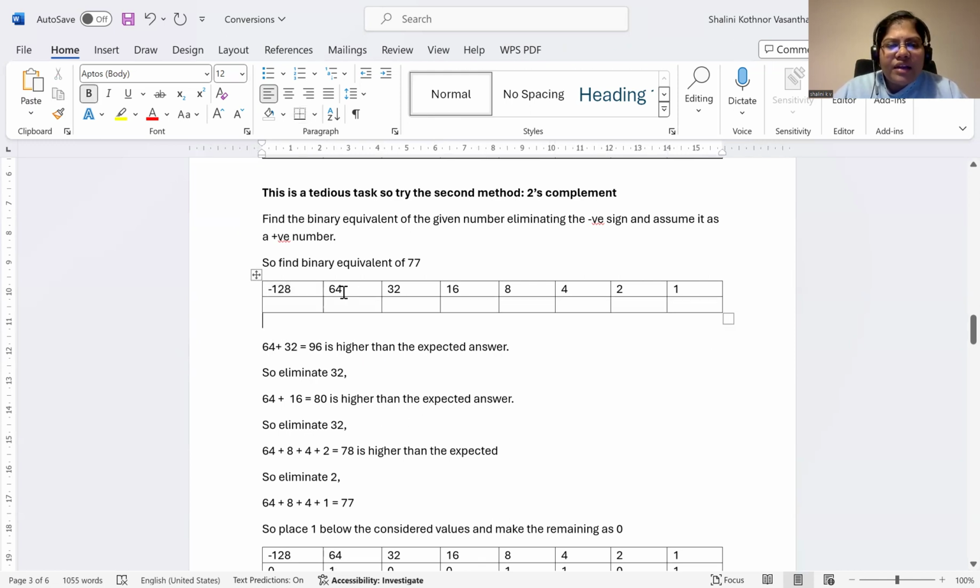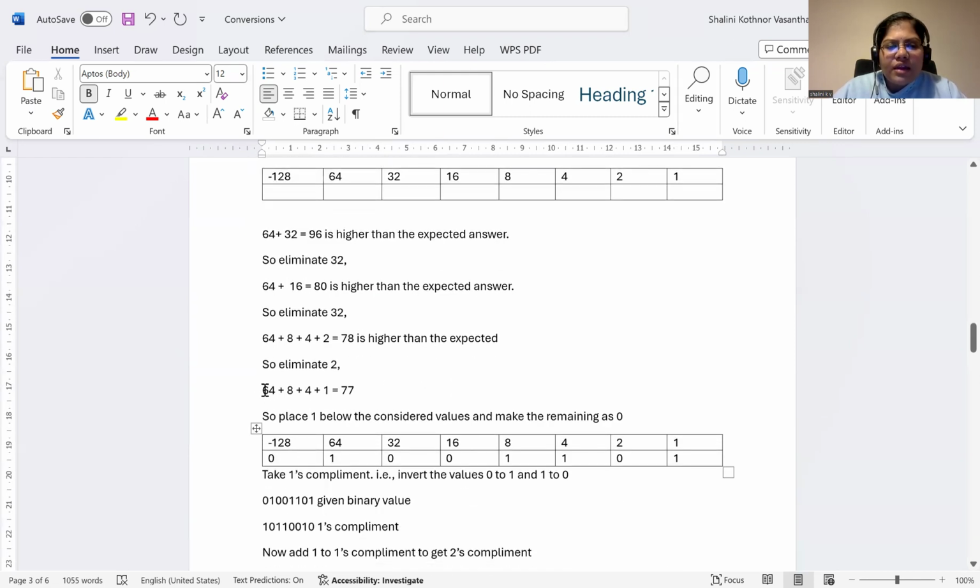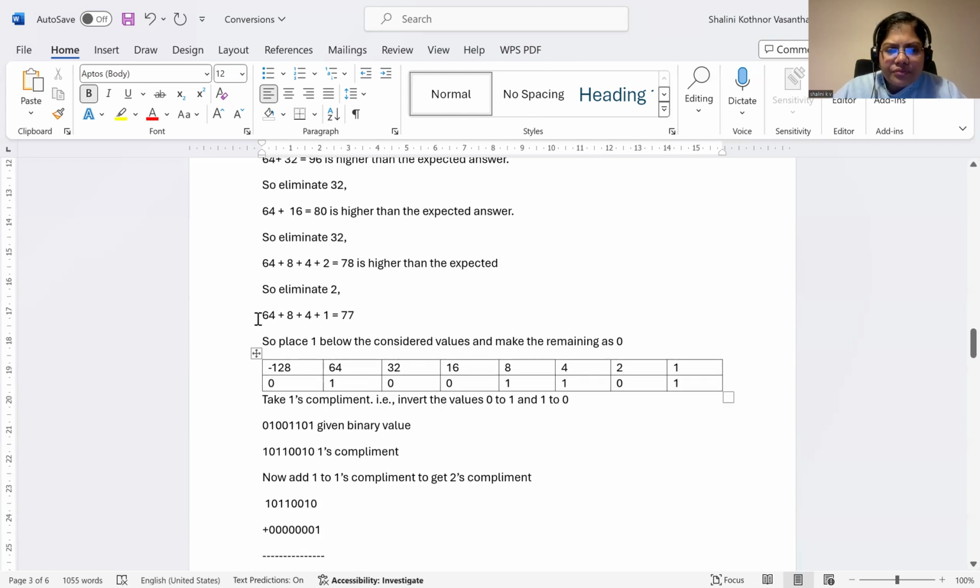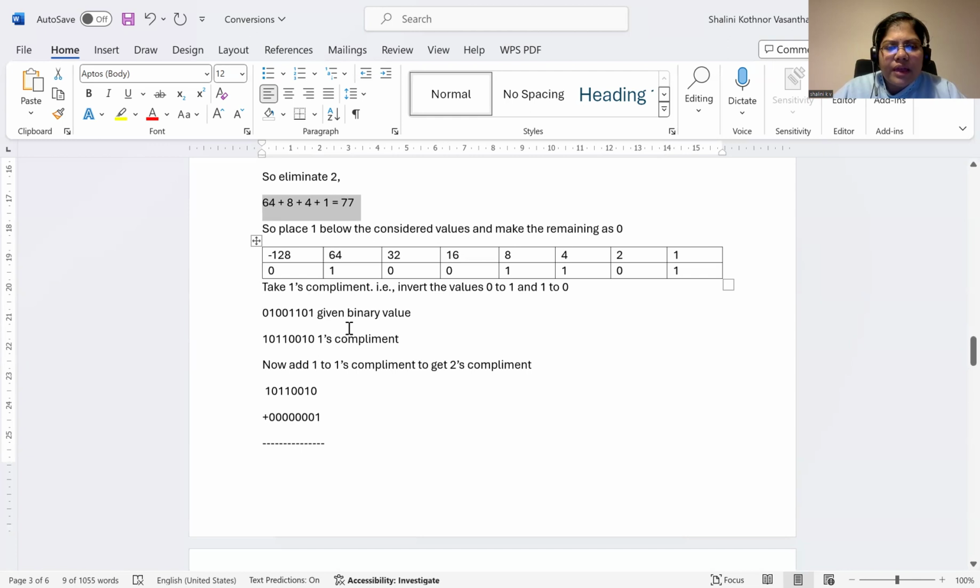So we'll leave that. We'll start with 64 and add up all the values, which will make up a total of 77. That would give us the answer of 64, 8, 4, and 1, making up a total of 77. Mark those as ones, which you have considered in this equation. The remaining you mark as 0. So we will be getting 0 1 0 0 1 1 0 1, and this would be the corresponding binary value.